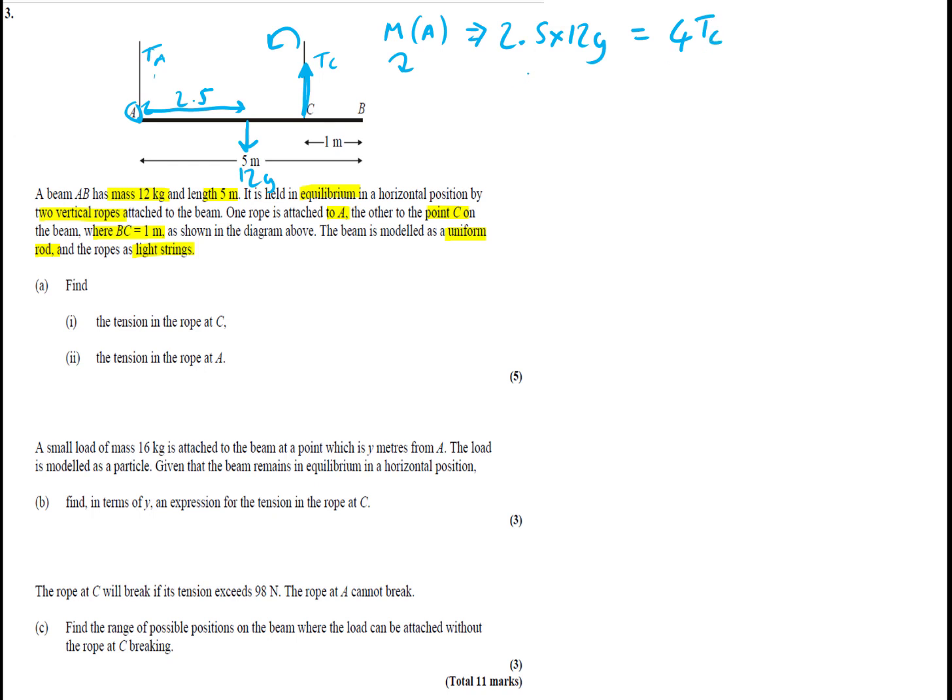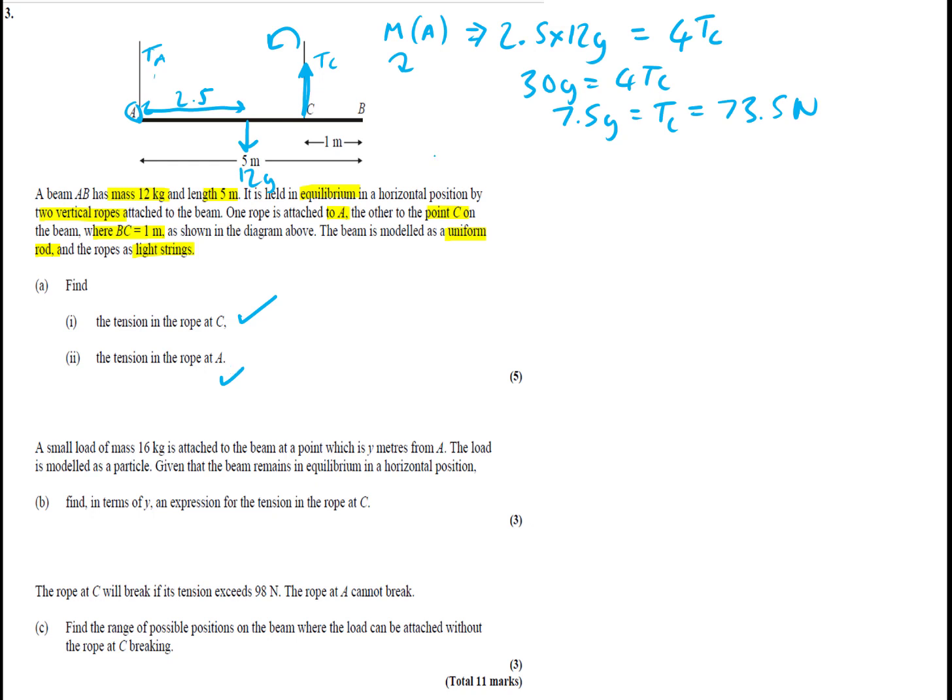So I'm just going to call that 4TC. So that's 30G equals 4TC. So that's going to equal 7.5G equals TC. And that equals 73.5 newtons. That's that done. Very easy. The tension in rope at A.